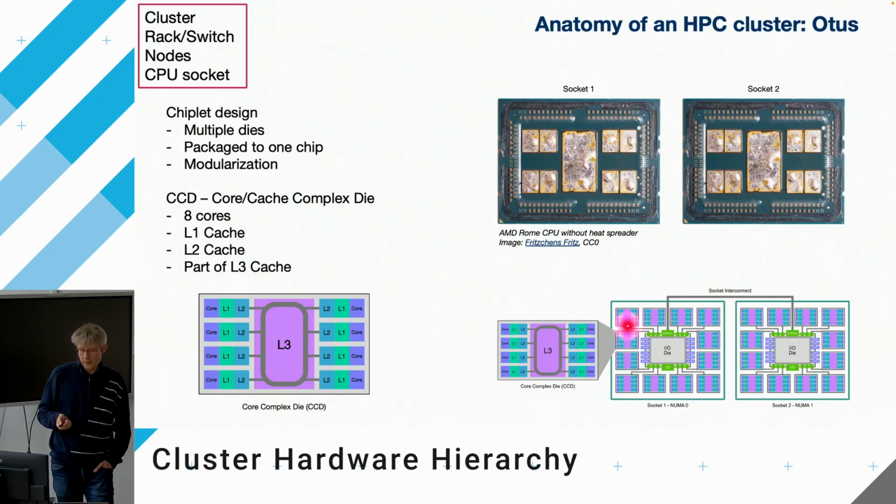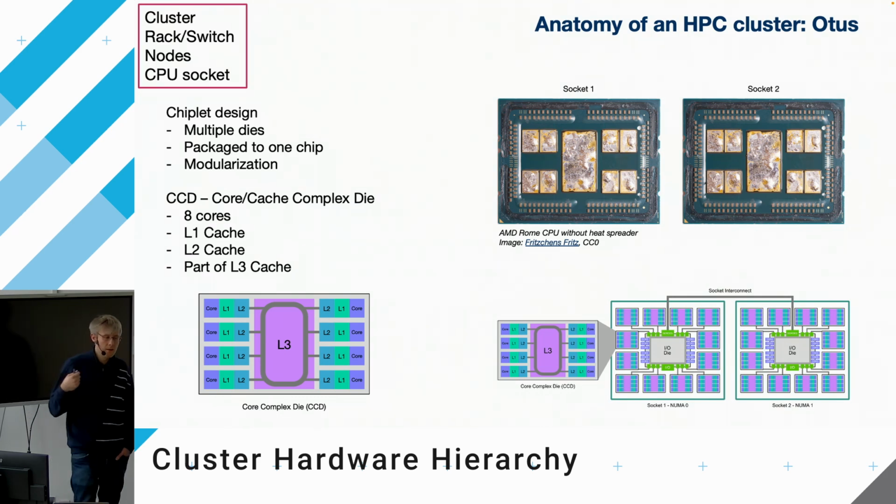So here we have our 12 CCDs that are connected to the I/O die, and the I/O die is then connected to the other socket and also to the memory, and over the PCI Express lanes to the acceleration cards or networking. So we see here in the middle the L3 cache, which is shared by all of the cores, and the L2 and L1 cache that is then private to the CPU cores.